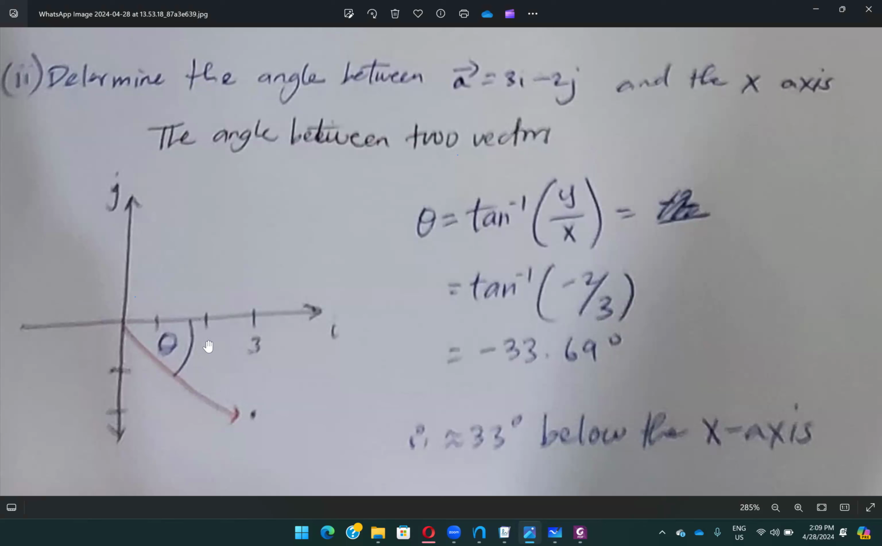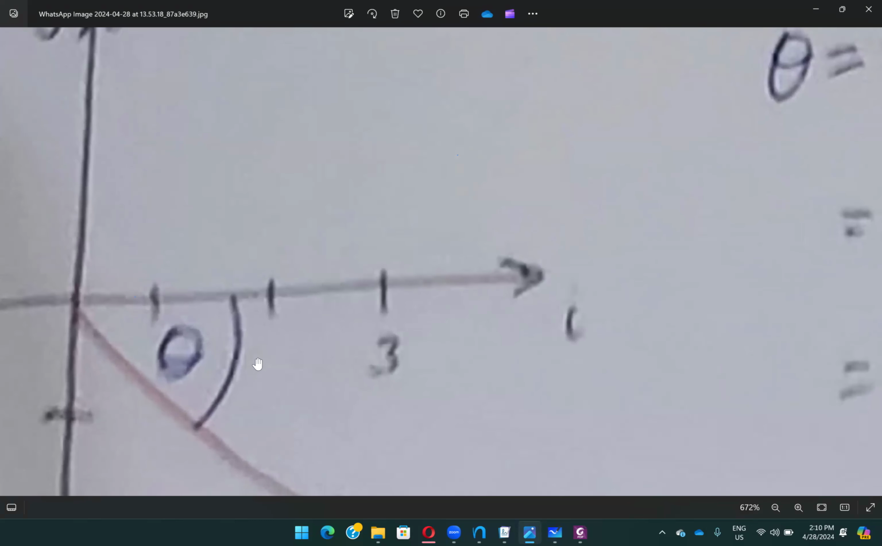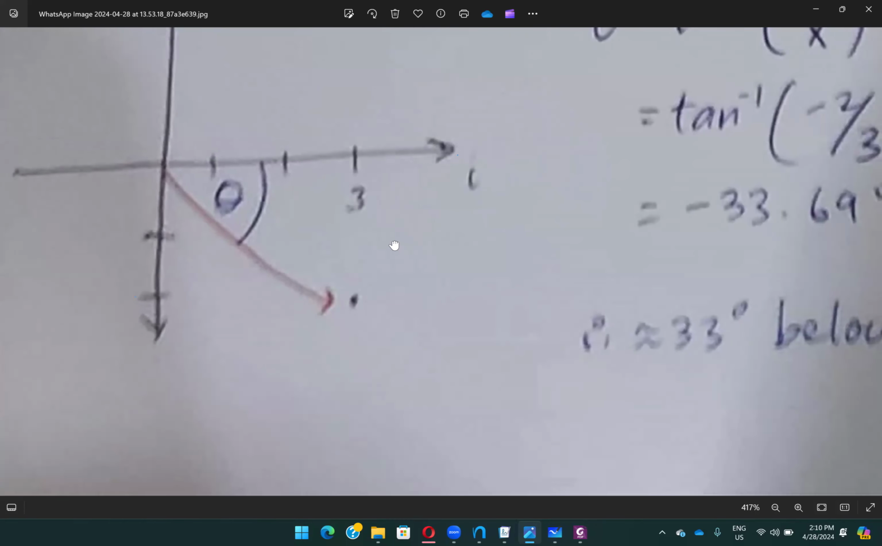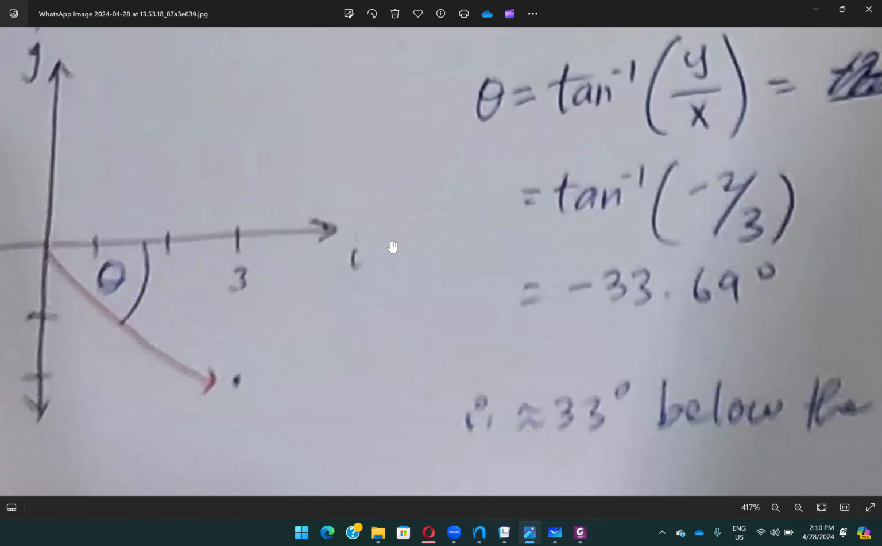So then, if you remember, theta is going to be tan inverse of y over x. This is something that you can actually find out for yourself. Oftentimes, you're supposed to just know that theta is equal to the tan inverse of the gradient. Y over x is the gradient in this case, right?